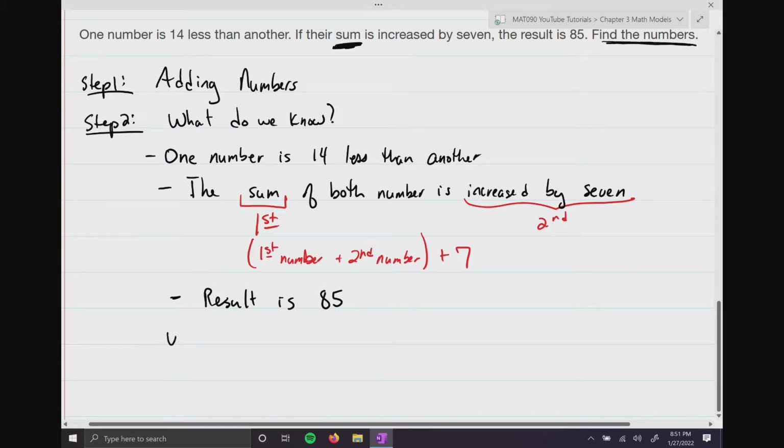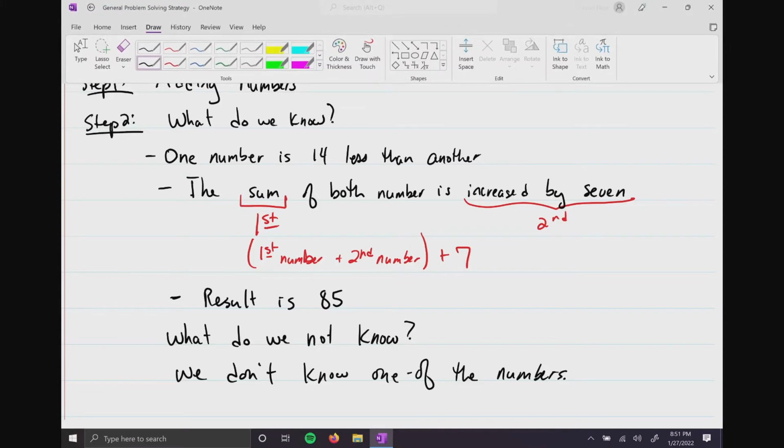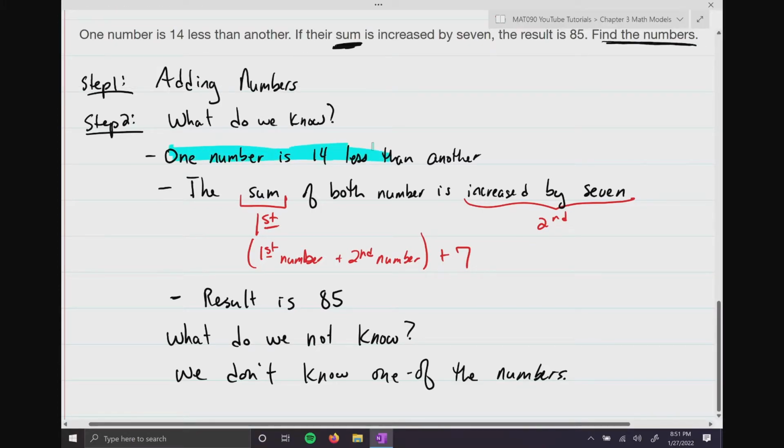So it looks like I already kind of got my plan going on here. So let's answer the other question. What do we not know? What is that thing that we're missing here? Well, we don't know one of the numbers. Let me write the words one of. We don't know one of the numbers. Okay? We know the other number. Let me highlight it. See, we definitely know the second number, because the second number is 14 less than another number. So if I knew the first one, I know the second number is 14 less.